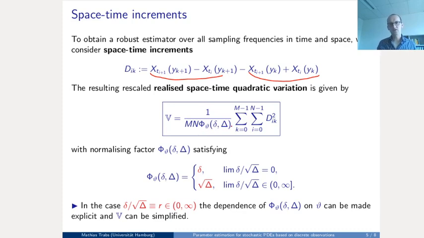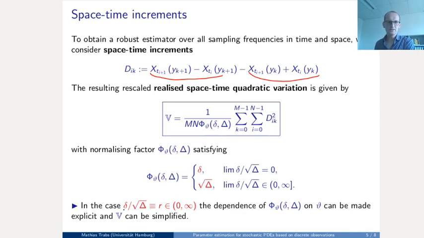We have here a normalization factor that automatically is doing the right thing. If the spatial frequency is dominating, then it scales like delta. And if the temporal frequency is dominating, then it scales like square root delta. And here you recover the regularity of the solution field. Along space, it's like Brownian motion, and along time, it's like a fractional Brownian motion of order 1/4.